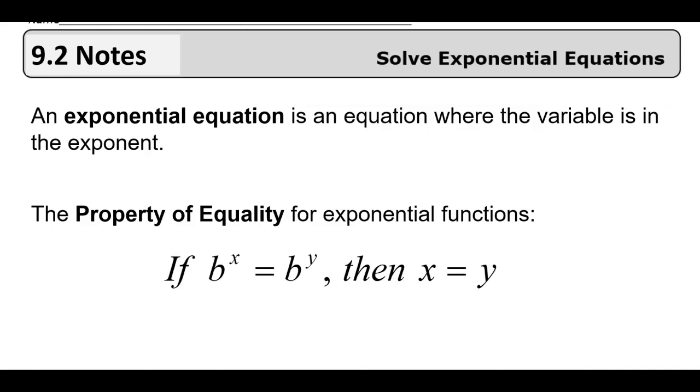All right, everybody. So number 2, an exponential equation is an equation where the variable is in the exponent. Everyone see this on your notes sheet? Okay, we knew that, hopefully, but this is important. Look right here. The property of equality for exponential functions says if b to the x equals b to the y, then x equals y. Now, what's the difference between this and this?